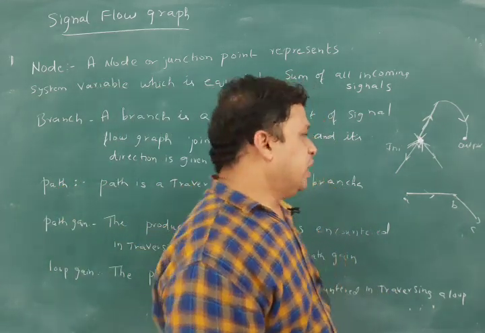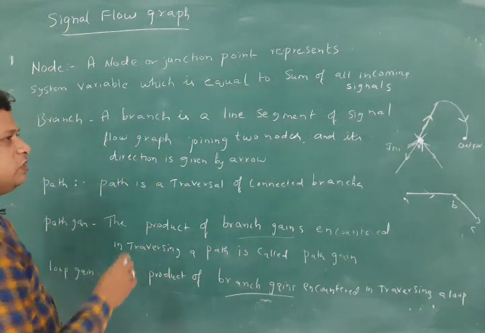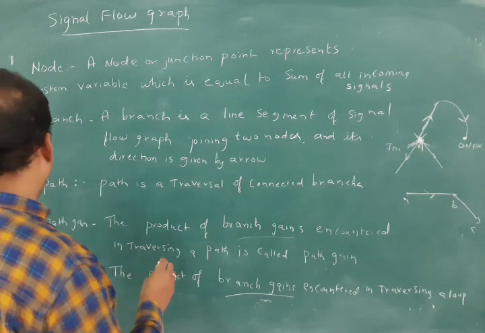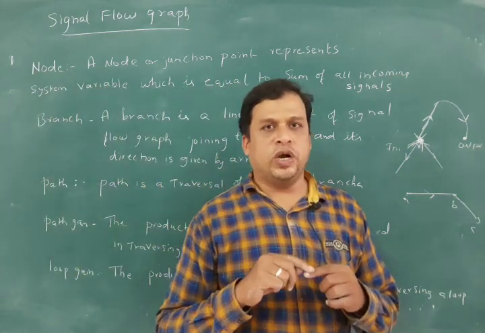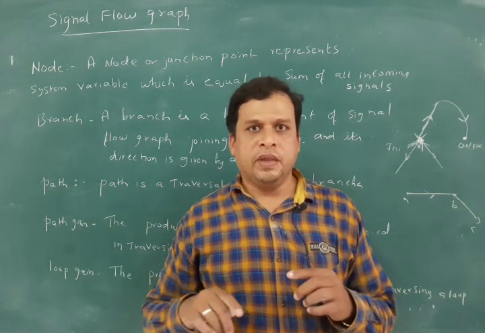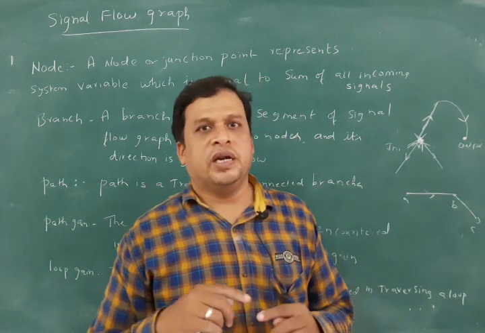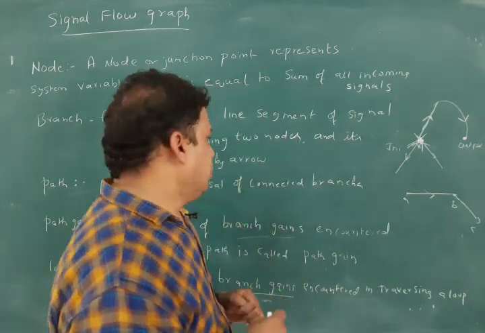Okay. So what is meant by a non-touching loop? Non-touching loop means where you are not having any repeated node in the same direction. Even if the loop is happening, the same node is not touched once more. So it is called a non-touching loop.